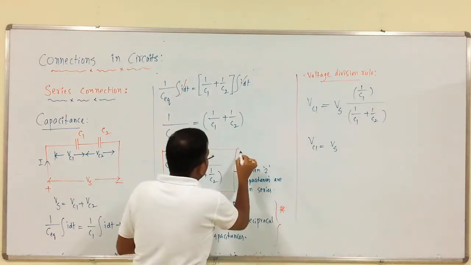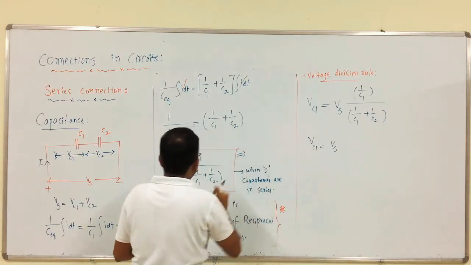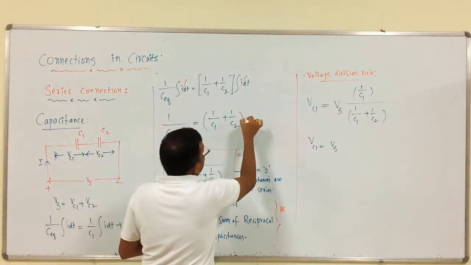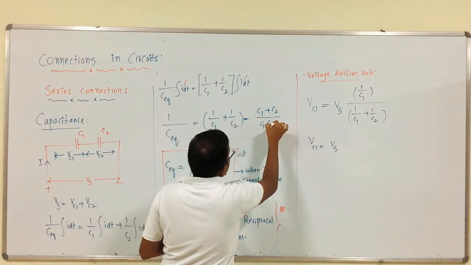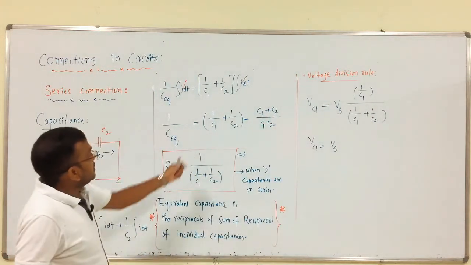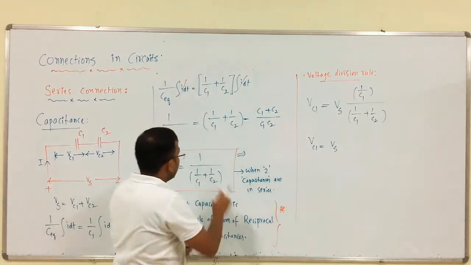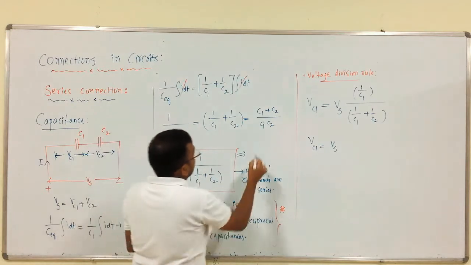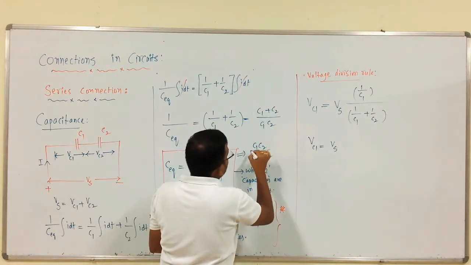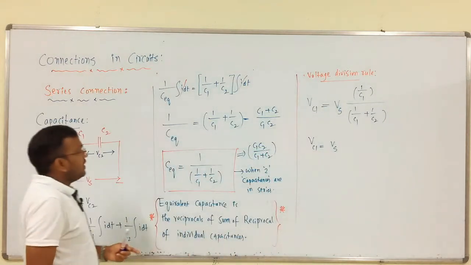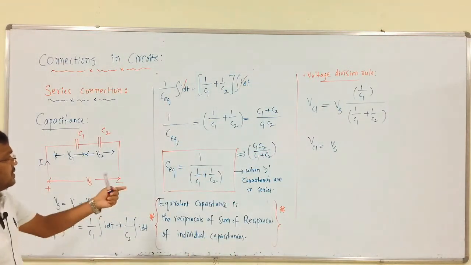So, before that, here you can write what C equivalent is: 1 by C equivalent is equal to C1 plus C2 by C1 C2, right. Here, C equivalent is equal to what? C1 C2 by C1 plus C2, right. This is the equivalent capacitance.